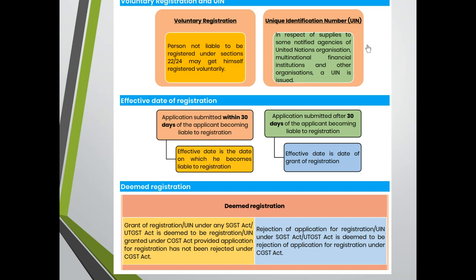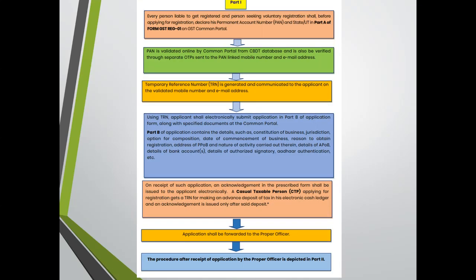So this is what it is about effective date of registration, voluntary registration. And for United Nations organizations, I was mentioning UN agencies, they should have a specific number, UIN, unique identification number. Demonetization also I had mentioned. Now kindly try to type these things, understand these things with regard to this registration procedure.